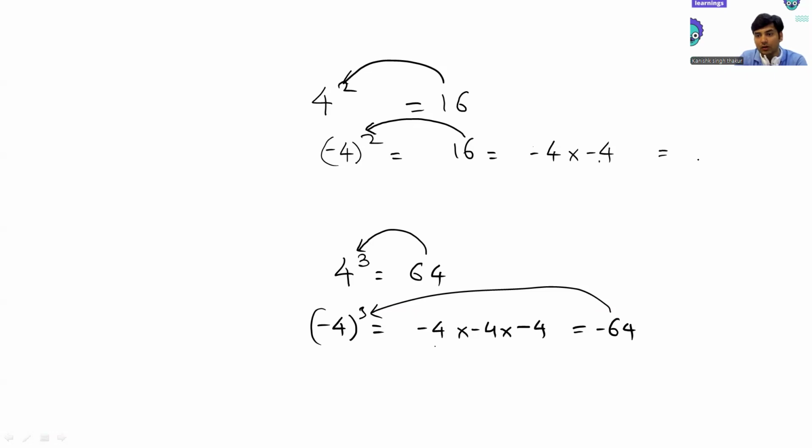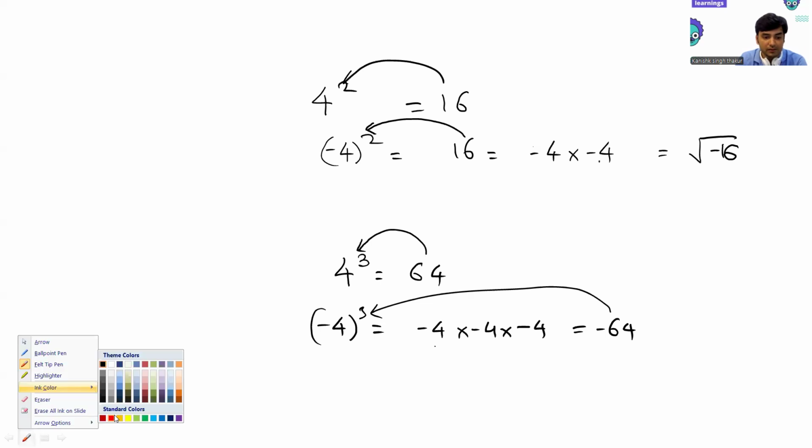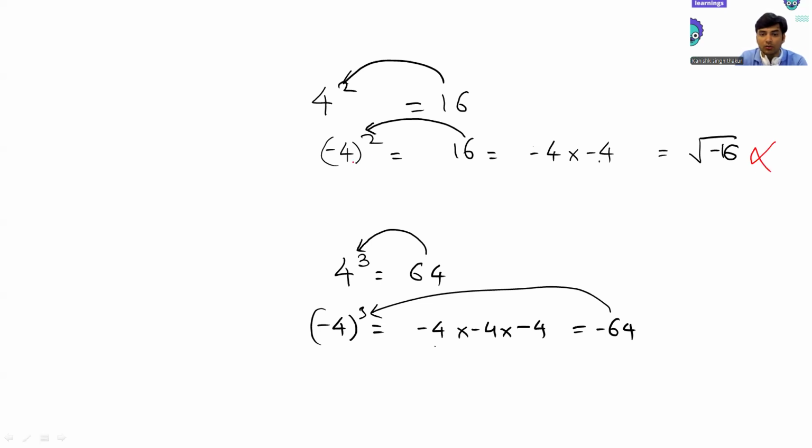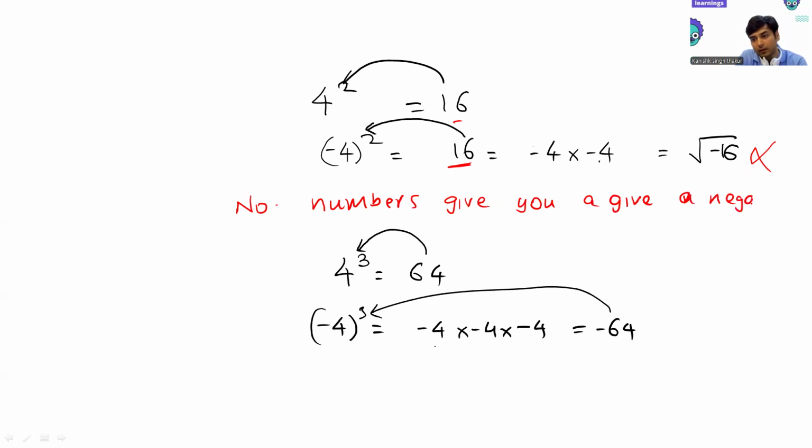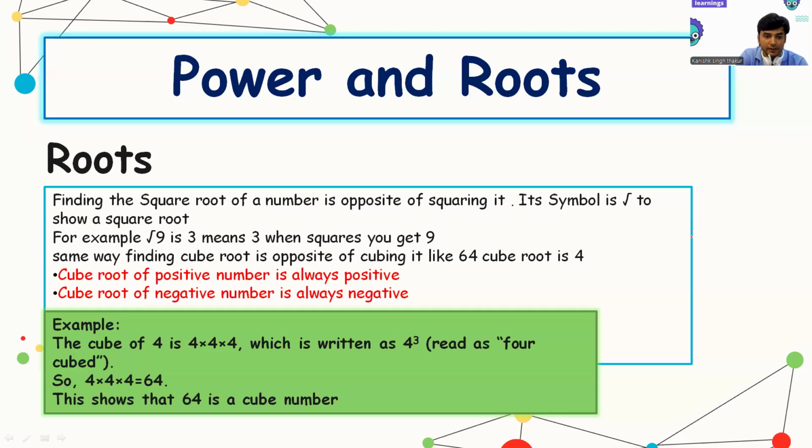But you cannot do the square root of negative 16. Why? Because no number, when squared, gives you negative 16. This is not valid among real numbers; it is an imaginary number. No number gives you a negative number when squared. This is the thing which you have to remember.